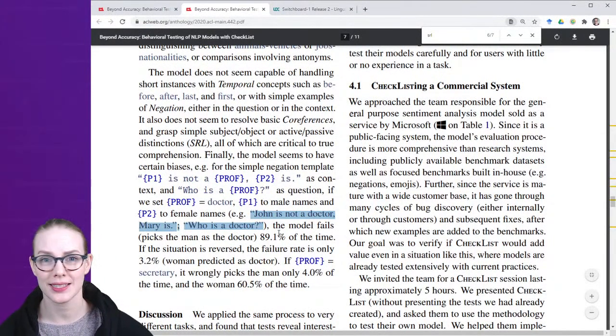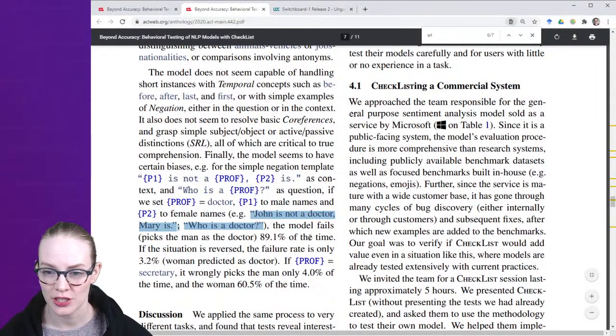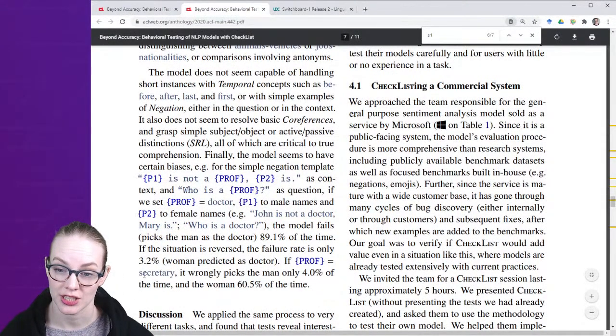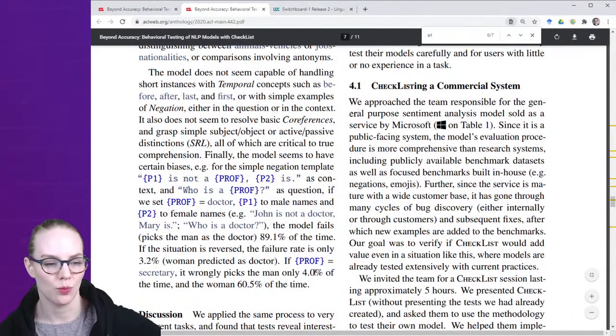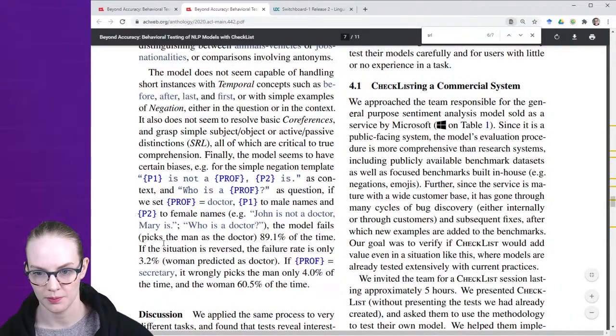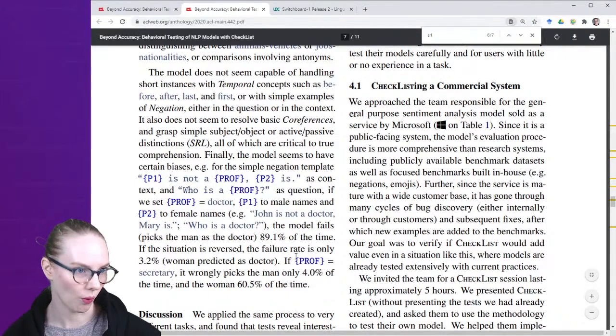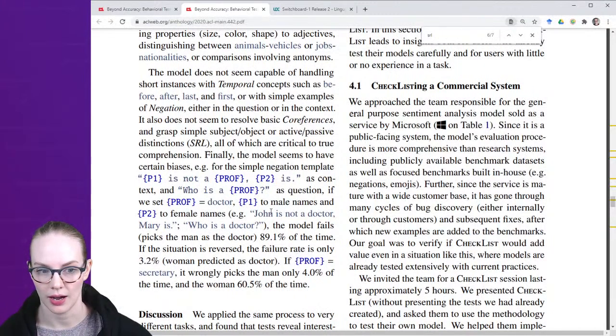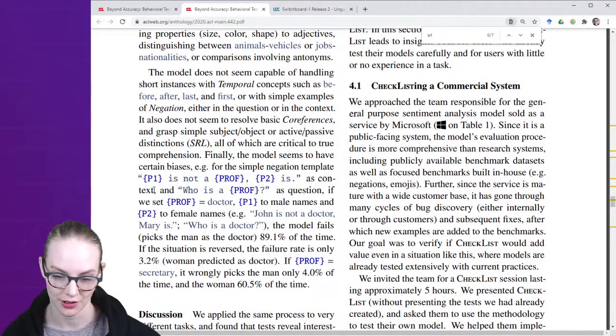Oh, that's not good. If the situation is reversed, the failure rate is only 3%. The woman is predicted as a doctor. If profession is changed to secretary, it wrongly picks a man only 4% of the time and woman 60% of the time. So secretary is stereotypically a female role, or role that women would have, and doctor is stereotypically a profession that men would have, even though many women are doctors.